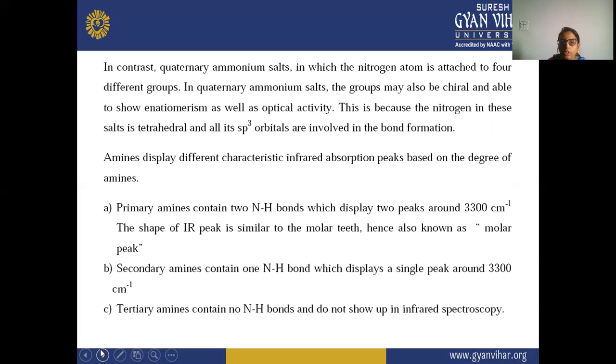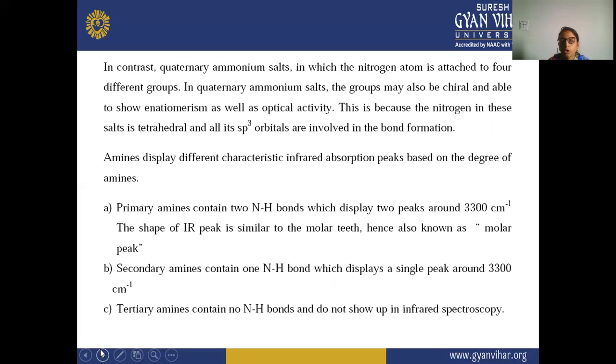In contrast, in a quaternary ammonium salt the nitrogen atom is attached to four different groups. So in a quaternary ammonium salt, the group may be chiral and asymmetric and able to show enantiomers as well as optical activity.